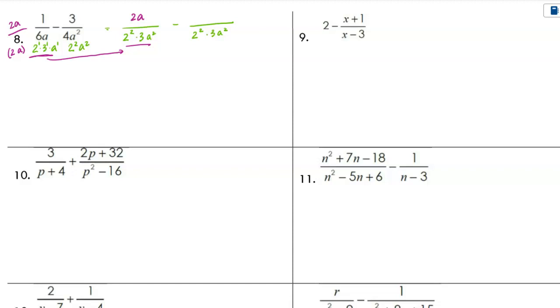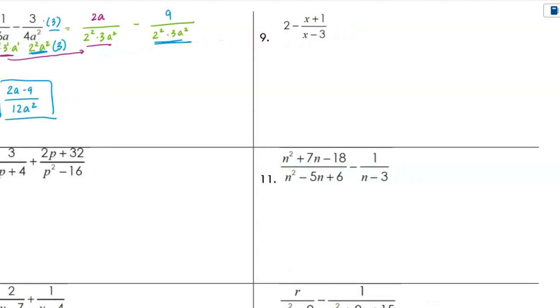Okay, now let's compare this denominator with that denominator. What's missing? We have 2 2's, but we have a 3 missing. We have 2a, so we just have a 3 missing. So I'm going to multiply the bottom, the denominator, and the numerator by 3. So 3 times 3 is 9. Now I can go ahead and combine. So I have 2a minus 9, and I have 2 times 2 is 4, times 3 is 12a squared. That's my final answer. Good job, guys.